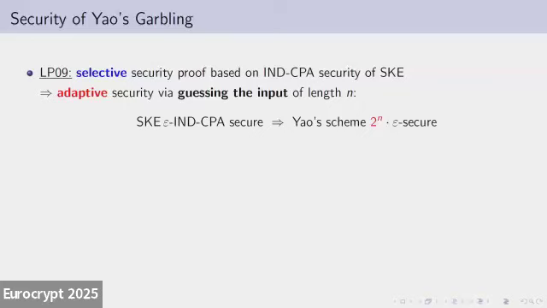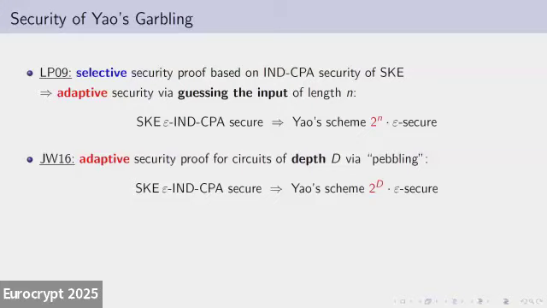So Lindell and Pinkas were the first to formally analyze security of Yao's scheme. They proved selective security based on IND-CPA security of the underlying encryption scheme. You can always obtain adaptive security from selective security through so-called complexity leveraging, or guessing all the adversarial choices, but in this case, this leads to an exponential loss in security, exponential in the input length.